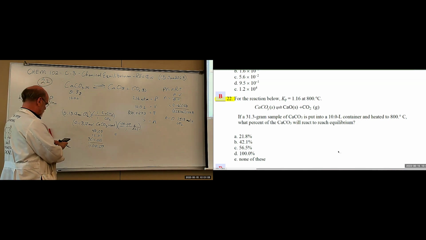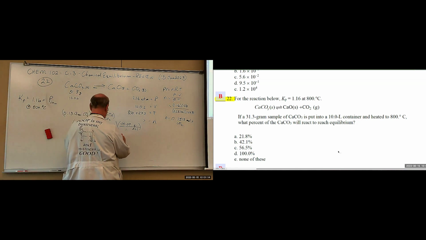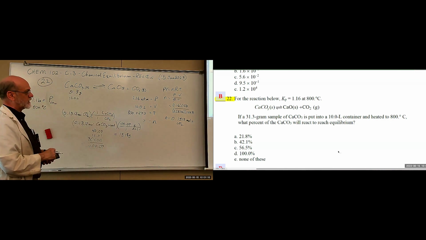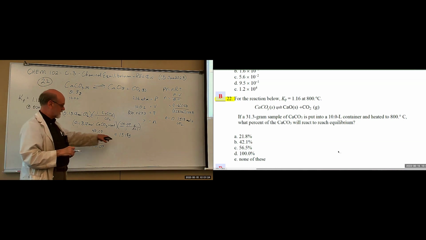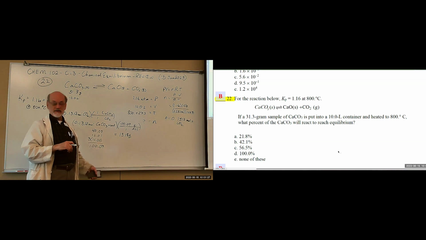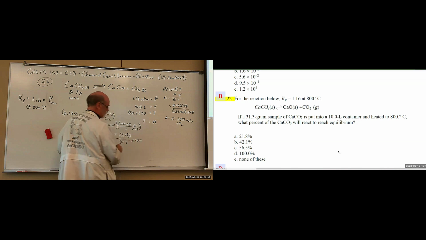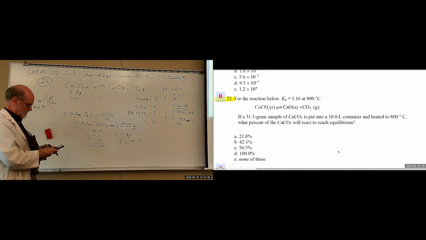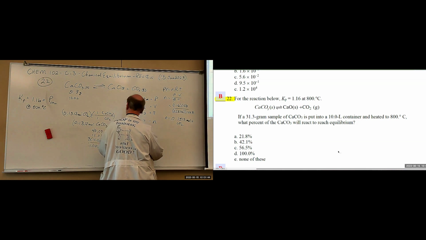And let's see, 0.1317. So we used up 13.18 grams of calcium carbonate. What percent will react? So what percent does that represent? This is what reacted. What percent of the total was that? Divide by 31.3 times 100, right? It's a percentage of what we started with. And let's see, that's 42.1%.